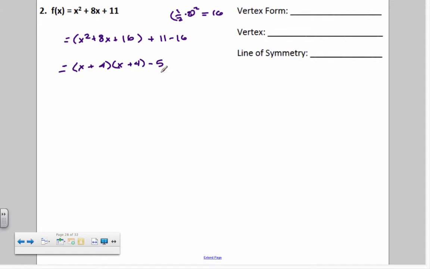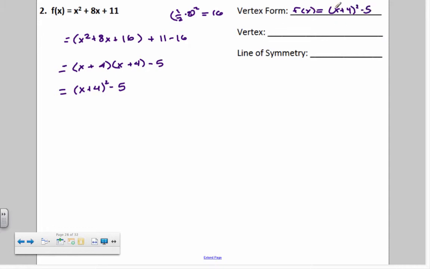So the last step we want to do is rewrite these two binomials, since they're the same, as really a binomial squared. So I'm going to rewrite this as x plus 4 squared minus 5. And now I have this in vertex form. So my vertex form is f of x equals x plus 4 squared minus 5.